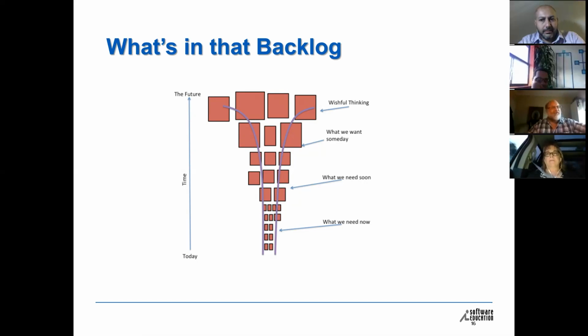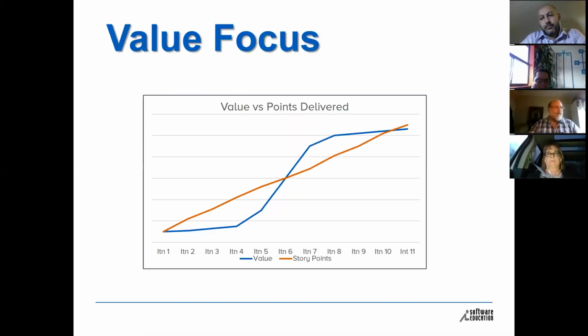Now, what the timelines are here, I don't know. This is based around your individual initiative. But you want to think about this constant funnel shape and pushing stuff through, because that gives us an opportunity to actively manage and to take a value-based focus when we look at the work that we do.